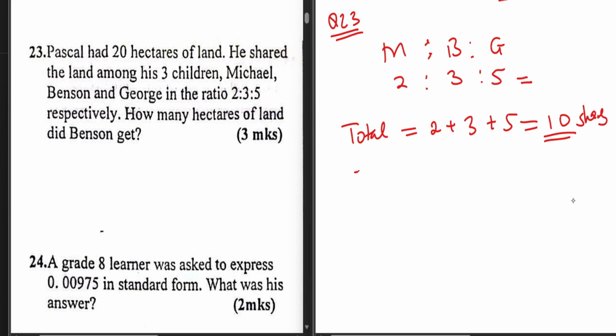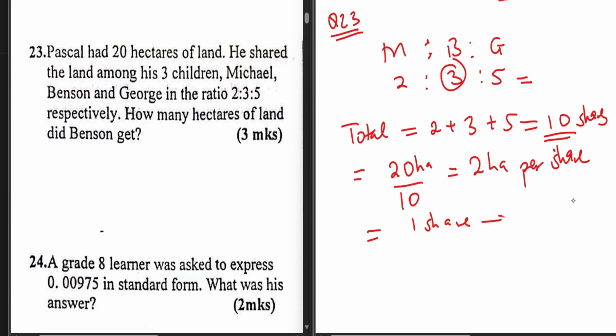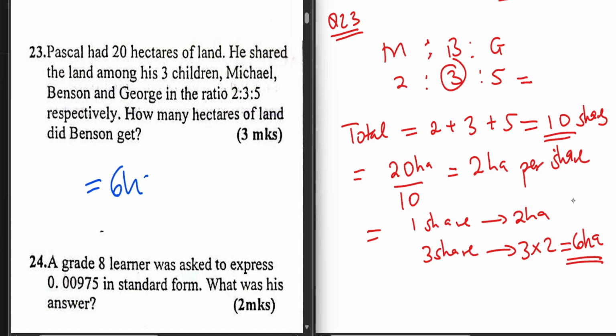Now what do you do to the 10 shares? Now we have 20 hectares. So we take the 20 hectares and divide by the 10 shares to give you 2 hectares per share, or per one thing. So in case you're searching for Benson, Benson has 3 shares. So if one share is 2 hectares, basically 3 shares or 3 divisions is going to be 3 times 2, which is 6 hectares. So again, that is your answer.